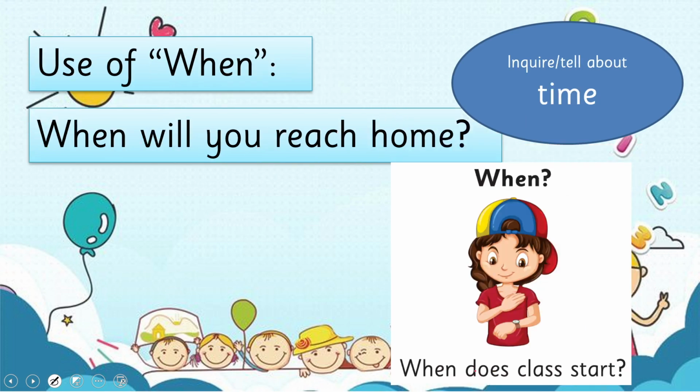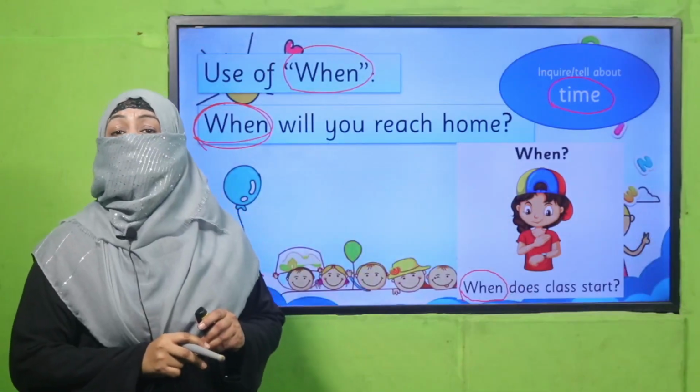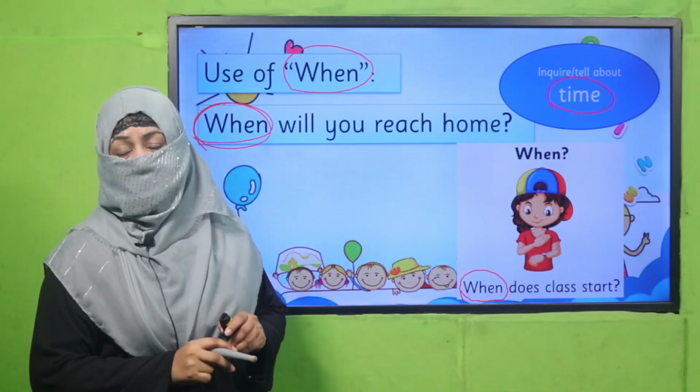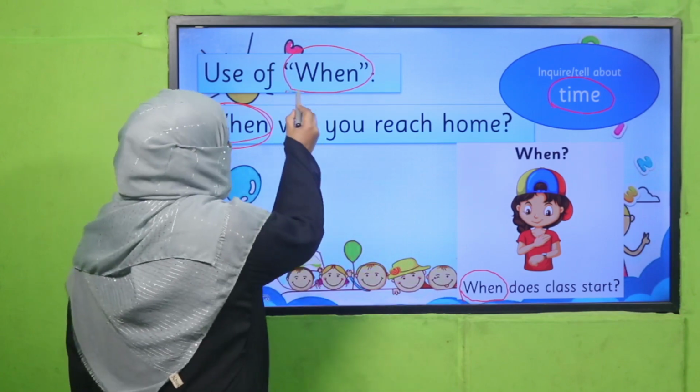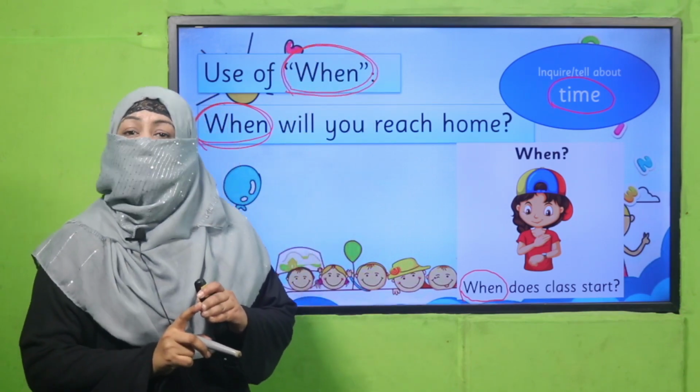Okay. When? We use when we want to know about time. When will you reach home? Means by what time you will be at home. When does class start? Means at what time class will start, right? So such type of questions where you want to ask about time, you use when.